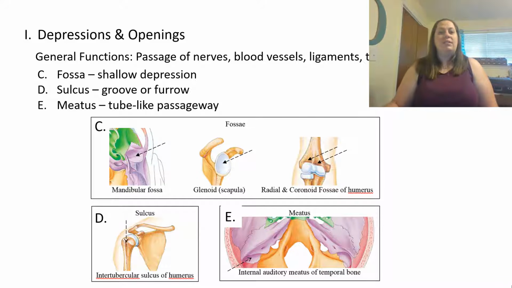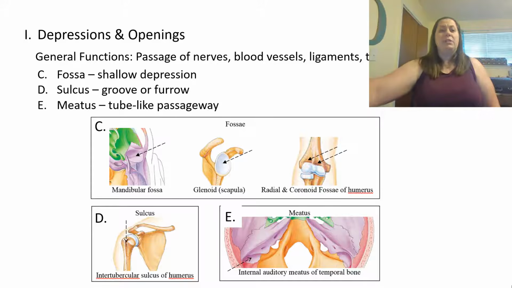Another one we see is called a sulcus. A sulcus is a groove or furrow. And so in the humerus, again, there's a sulcus right here. You can see it. It's right here. This sulcus is going to be present between two elevated areas. So it's kind of like the valley. All right, and so this is considered a sulcus.